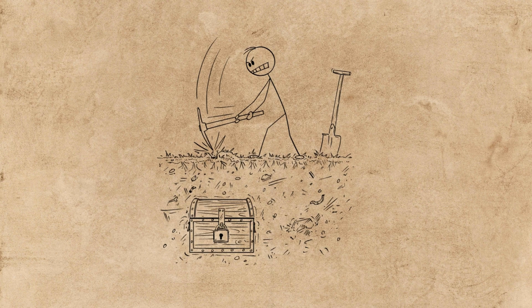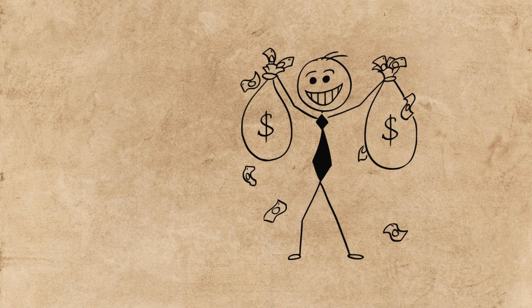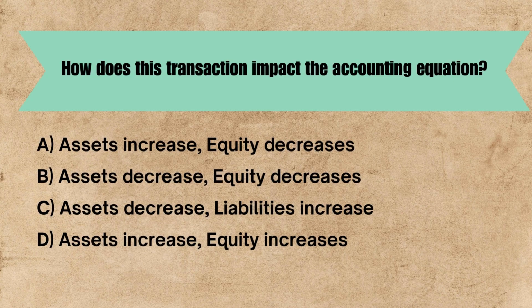Finally, Alex decides to take $40 out of the business for himself. So how does this transaction impact the accounting equation? A, assets increase, equity decreases. B, assets decrease, equity decreases. C, assets decrease, liabilities increase. D, assets increase, equity increases.